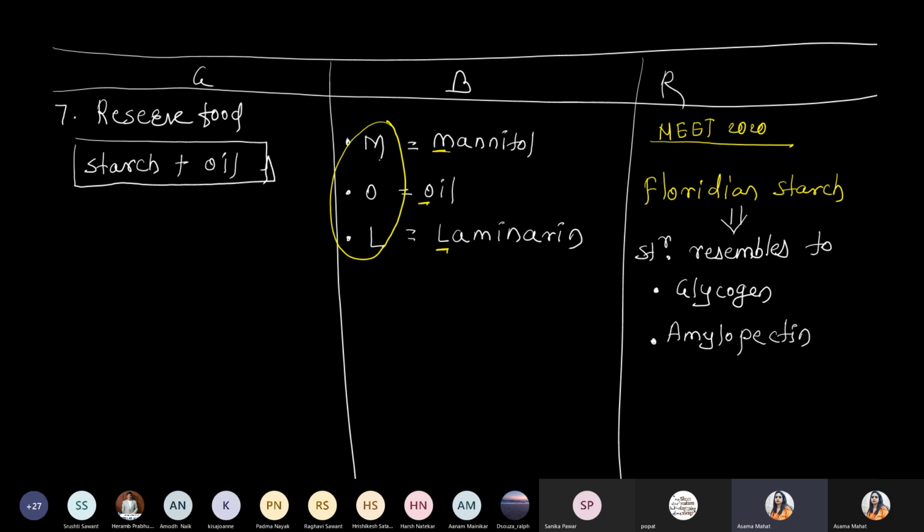So what is the meaning of floridean starch? Floridean starch means its structure resembles glycogen as well as amylopectin. Got it? Yes or no? So as the question was, this structure resembles what? This structure resembles glycogen and amylopectin.